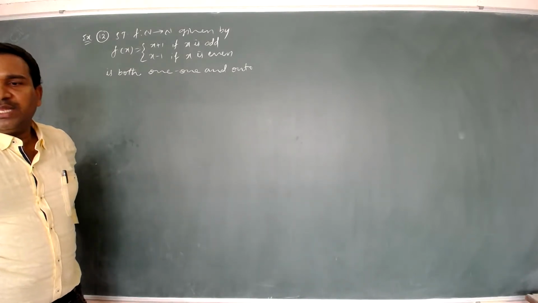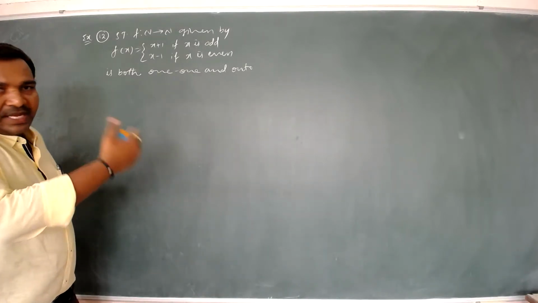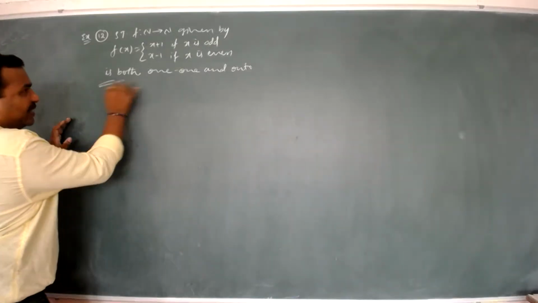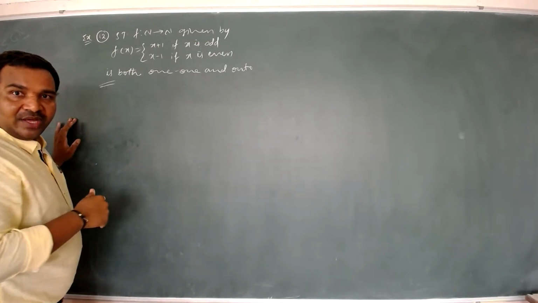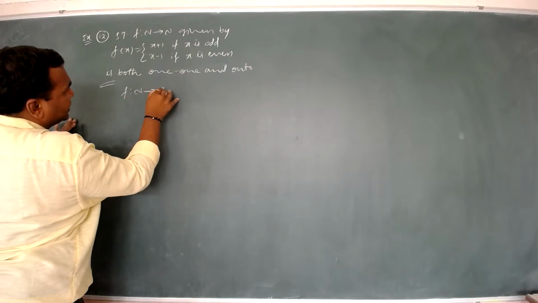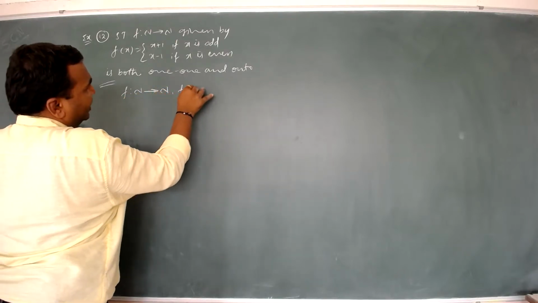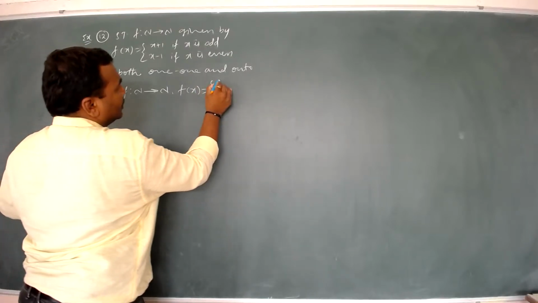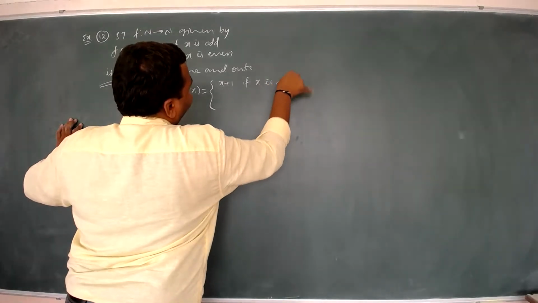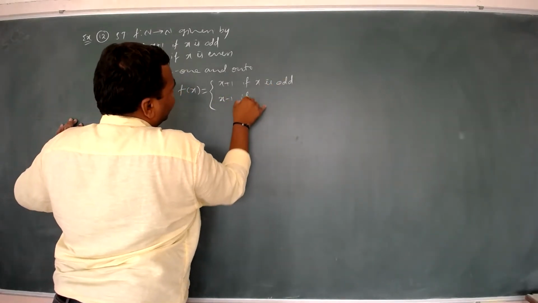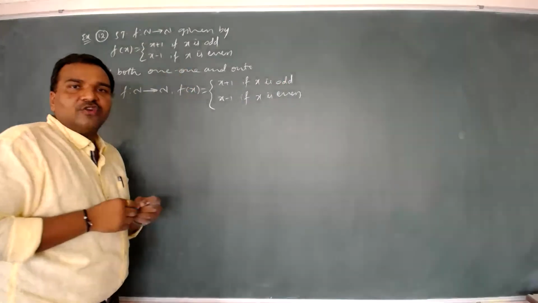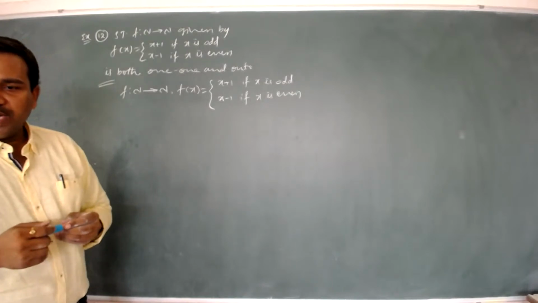So diagrammatically it is easy to prove, but problematically we will prove. At the same time we will prove both ways. So I will explain first diagrammatically, then we will follow the problem. First of all, the given function is defined from natural number set to natural number set. It is defined like this: f of x equal to x plus 1 if x is odd, x minus 1 if x is even. Now we have to prove it is both 1-1 and onto.